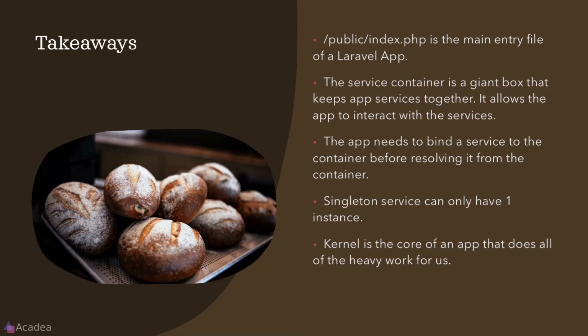The app needs to bind a service to the container before resolving it from the container. You can think of binding as putting a service into the box, and resolving as taking the service out of the box. A singleton service can only have one instance. A kernel is the core of an app that does all the heavy work for us.